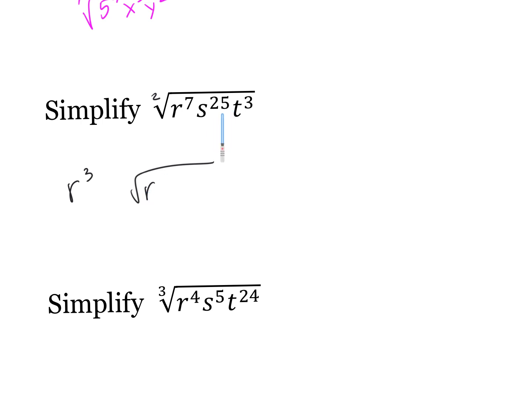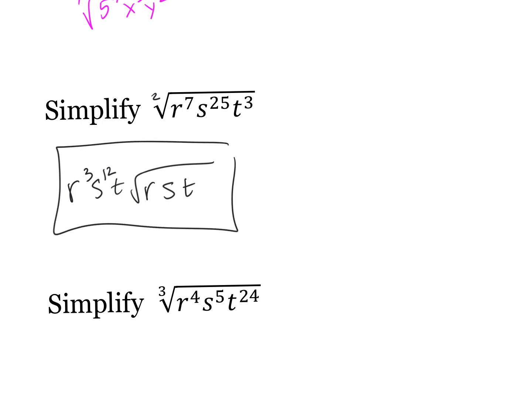What about s? 25 divided by 2 is 12. How many would be left? Yeah, 24 is 1 away from 25. What about poor little t? How many times does 2 go into 3? Once, so I'm going to take a t out. 2 is how far away from 3? 1. That's going to be your final answer.